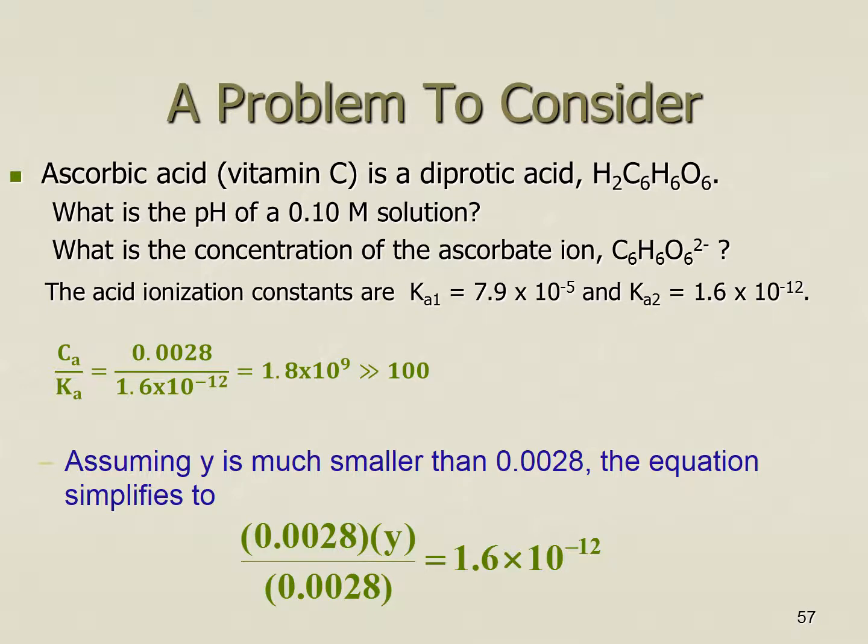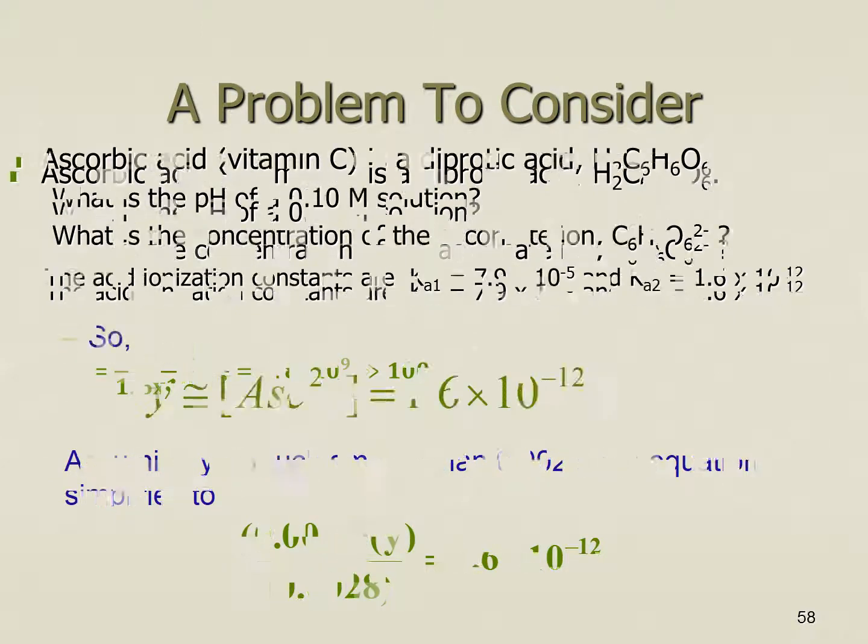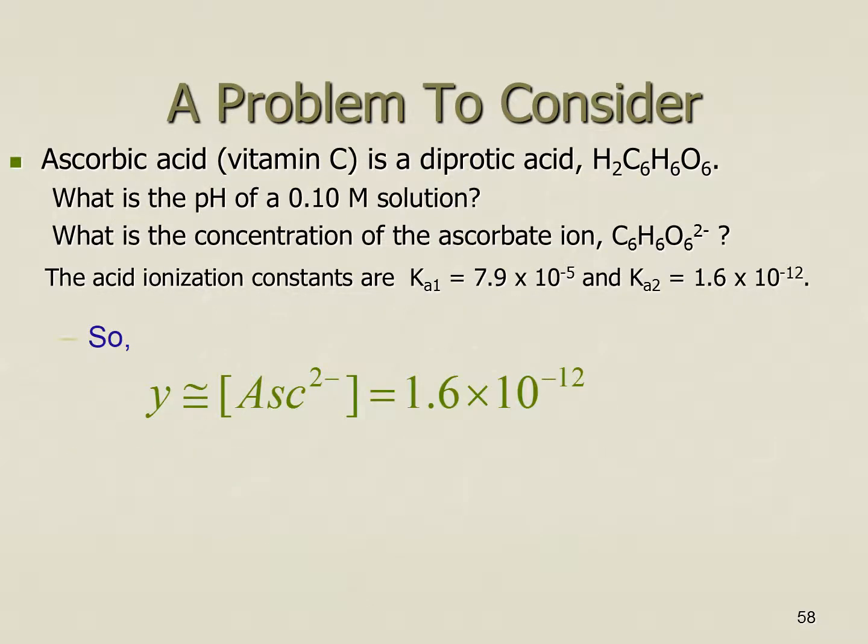That's a pretty easy expression to solve, where those cancel out, and we see that Y equals 1.6 times 10 to the minus 12. So we can see that Y, our ascorbate ion concentration, is 1.6 times 10 to the minus 12, which is very, very small.